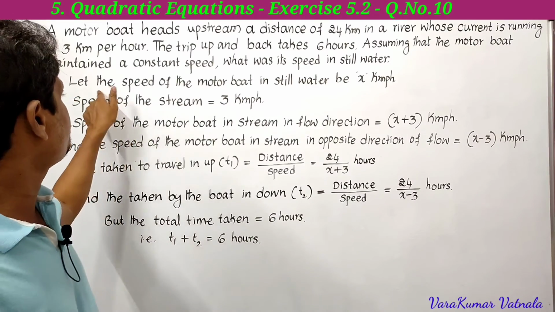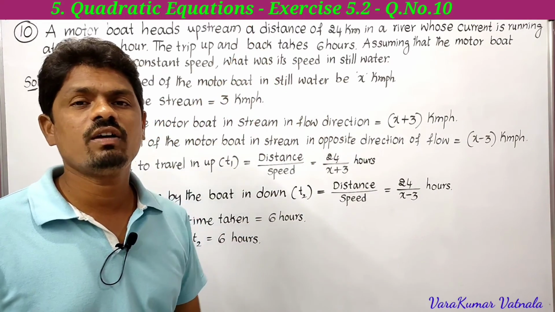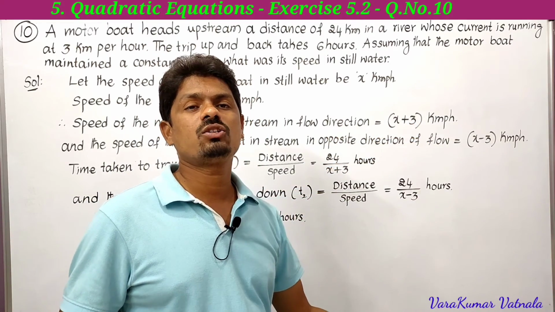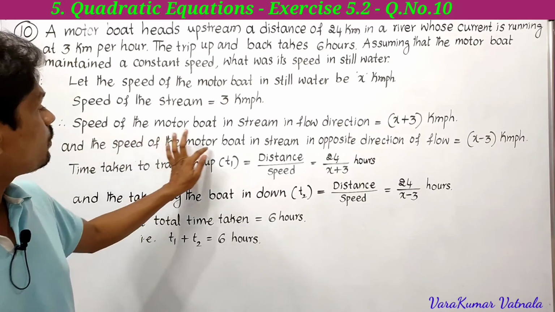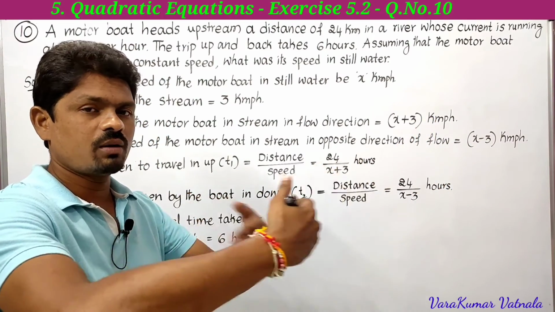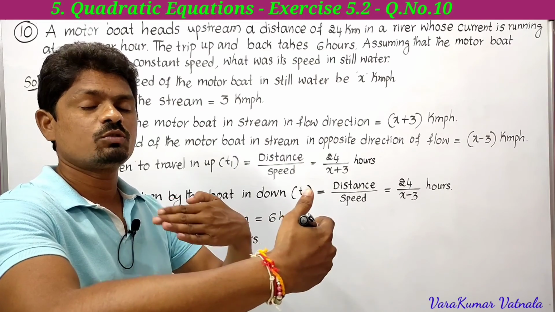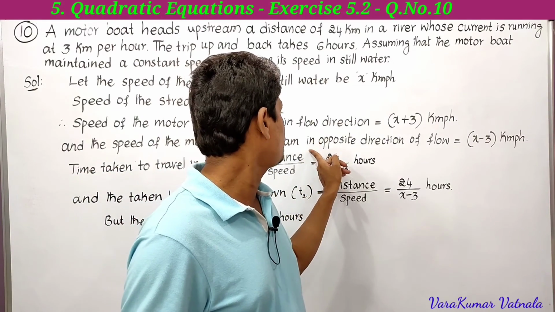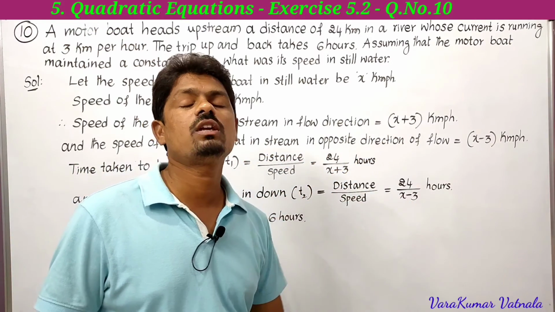So see here, let the speed of the motor boat in still water be x kmph. Speed of the stream is 3 kmph, he has given. So the speed of the motor boat in the flow direction is x plus 3 kmph. The speed of the stream is added to the speed of the boat. And the speed of the motor boat in the opposite direction of flow: one boat is moving forward and the flow is coming backward, so the speed of the boat reduces by the speed of the stream. Then the speed of the motor boat in the opposite direction of flow is x minus 3 kmph.